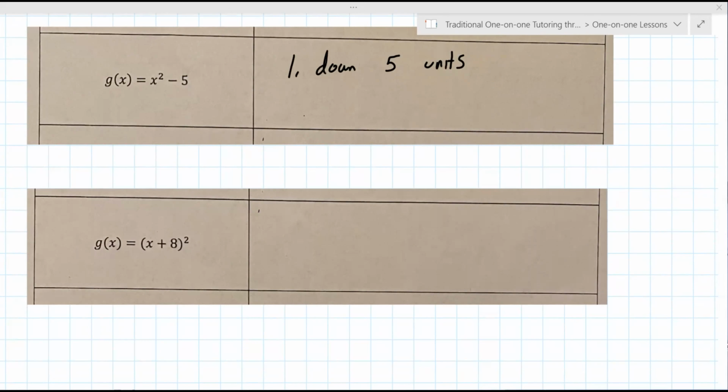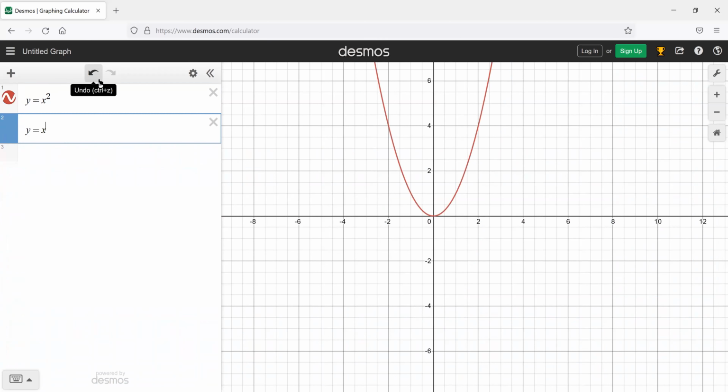Wait, what's going on? What I'm going to do here is we're going to move on to number 3. Yeah. The x plus 8 squared. Okay.